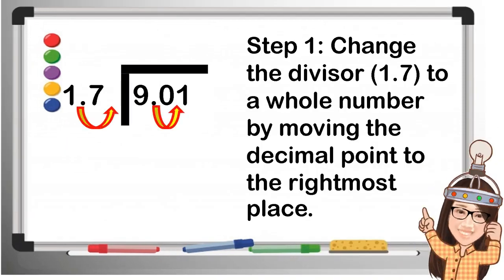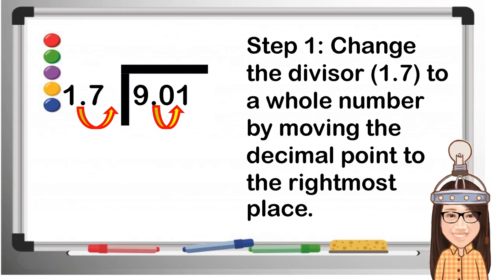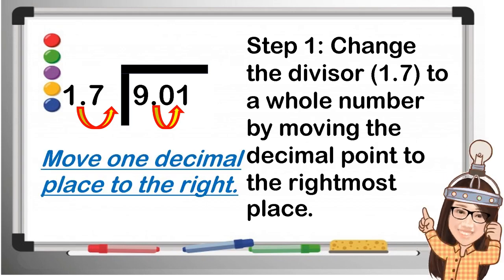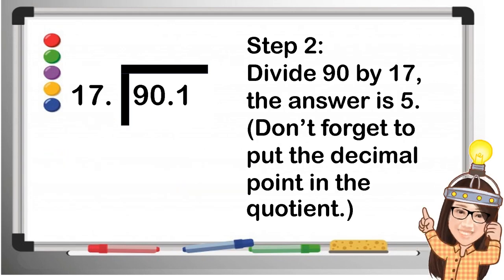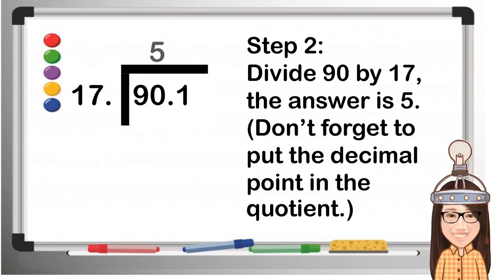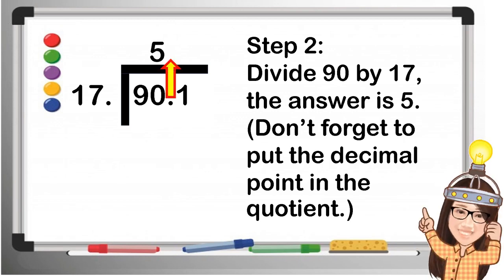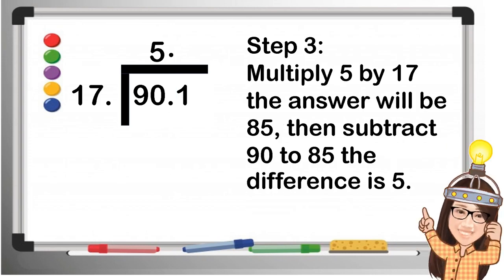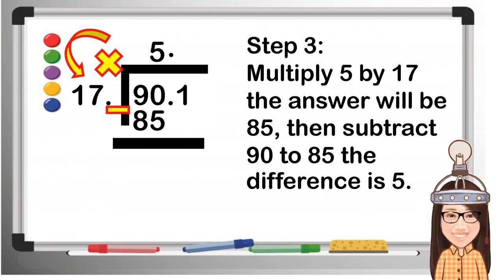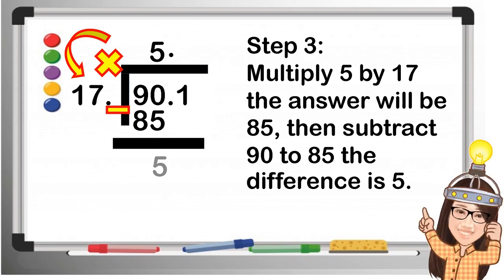Step 1. Change the divisor 1 and 7 tenths to a whole number by moving the decimal point to the rightmost place. Move 1 decimal place to the right. Step 2. Divide 90 by 17. The answer is 5. Don't forget to put the decimal point in the quotient. Step 3. Multiply 5 by 17. The answer will be 85. Then subtract 85 from 90. The difference is 5.